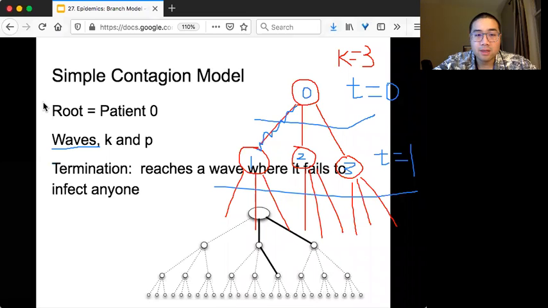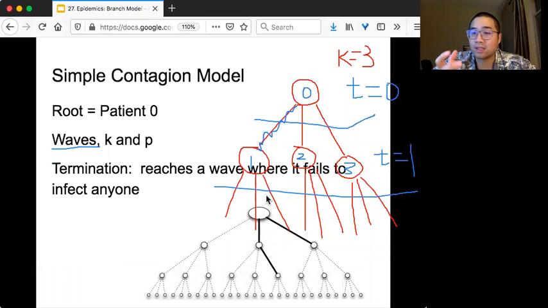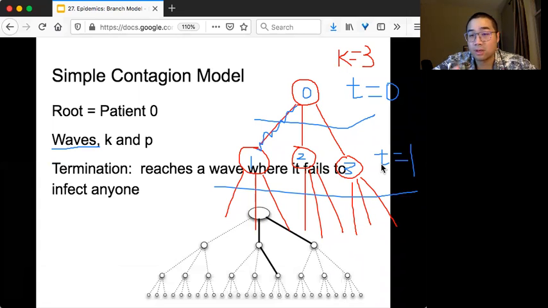And then the idea for termination is that you will reach a wave where it fails to infect anyone. So suppose that 1 flips the coin again and again, like 3 times, and nobody is affected, then it terminates. So this virus kind of dies. And if you look at the bottom case, this person is affected, this person affected, this person affected, but all the dotted lines mean that they are not affected, so it terminates.